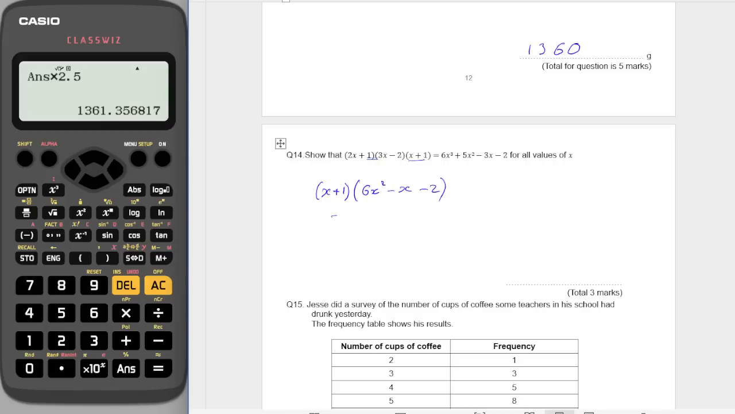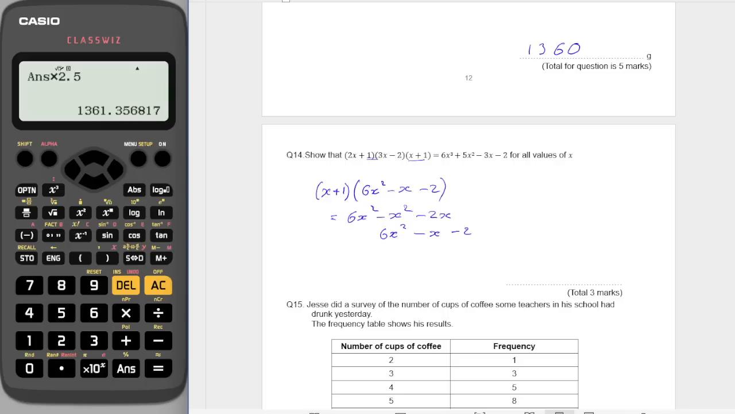And then I tend to line these up, just my personal preference. I do like the grid method as well. So if I'm doing 6 times by 6x, that would give me 6x squared. X times by minus x would give me minus x squared. X times by minus 2 would give me minus 2x. And then I'm going to do my second line like I would do multiplication and line up my values. So 1 times by 6x squared would be 6x squared. Minus 1 times minus x would be minus x, and then 1 times minus 2 would be minus 2.